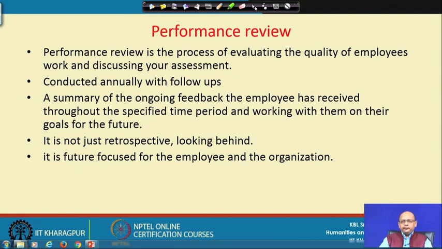So, it is not just retrospective, where you look at past performance and see what they have done. The idea is to see, based on this, what needs to be done in the future. You are not just looking behind, but looking at what you are supposed to do in the future. So, it is a future-based activity of the employee and the organization, and that is why we move to review, so that employees get feedback and can plan their development and the future courses of action which would be required by them. That is why performance review is an important step in the process.